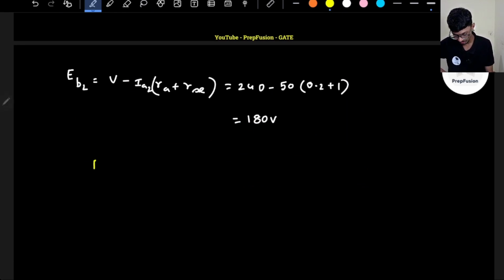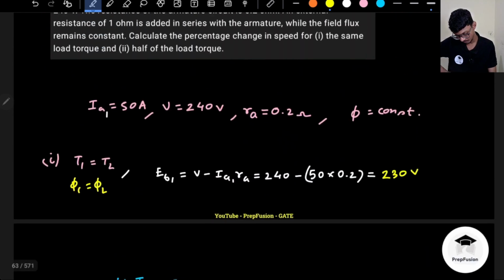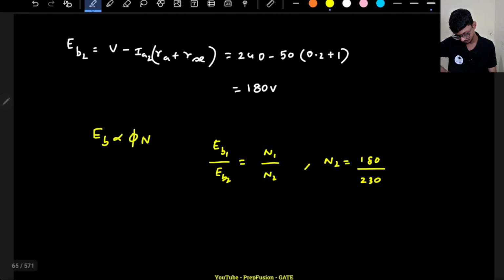So I know again the developed voltage is proportional to the flux and speed, because poles and number of conductors will be fixed here. So again I can use this same relation, EB1 by EB2 is equal to N1 divided by N2, because I have to find out the change in speed. So from here I can directly say what N2 will be equal to. N2 will be equal to EB2, 180, divided by EB1. EB1 is 230, I guess at that point of time.